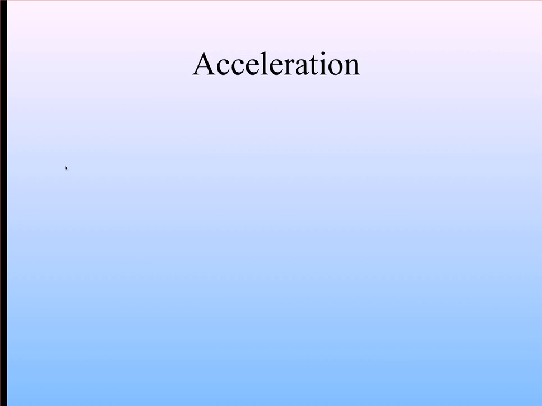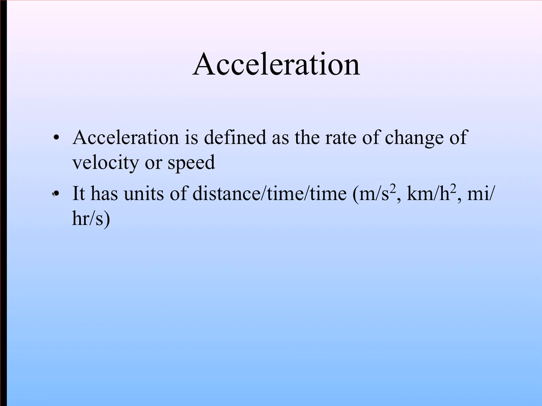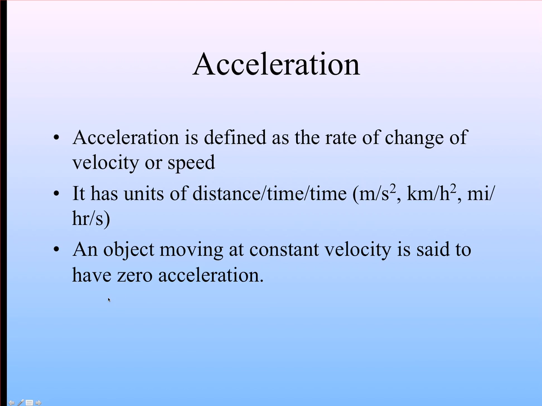All right, next we will look at acceleration, which is defined as the rate of change of velocity or speed. It has units of distance per time, like meters per second squared, or kilometers per hour squared, or miles per hour per second. Let's explain that. Before we get into that, let's say as well that an object moving at constant velocity is said to have zero acceleration. If the velocity is constant, then it's not changing, and the rate of change of velocity or speed is going to be zero.